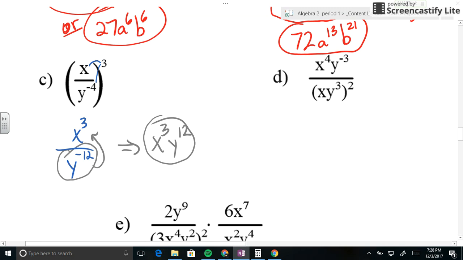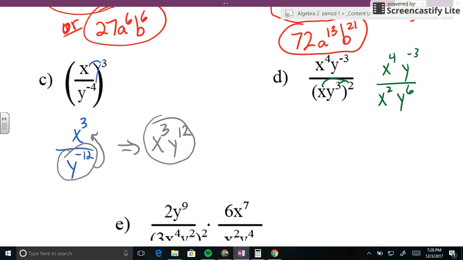So the next problem, we see once again parentheses, so we take care of those parentheses by distributing. So we're going to get an x to the 4th, y to the negative 3rd on top, over, when we distribute the 2 through the parentheses, we get an x squared, and a y to the 6th, or y to the 3rd to the 2nd is y to the 3 times 2, which is y to the 6th, because you just multiply the exponents.